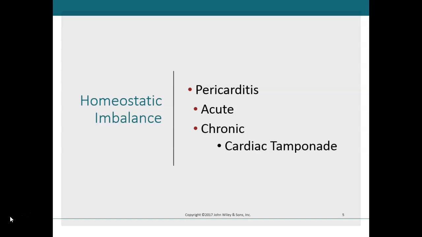In most cases, the cause of chronic pericarditis that involves cardiac tamponade is unknown, but sometimes again it can result from conditions such as tuberculosis or cancer. So treatment usually is also going to consist of draining the excess fluid by inserting a needle into the pericardial cavity and then aspirating that fluid.